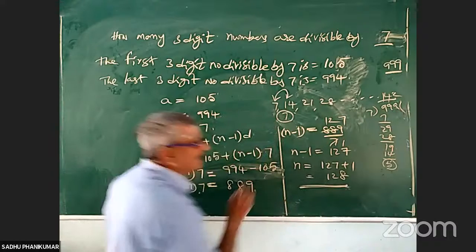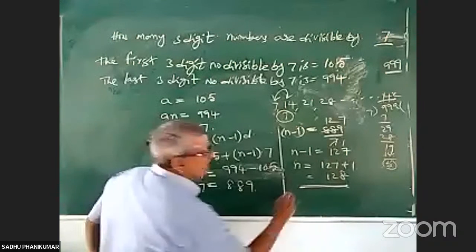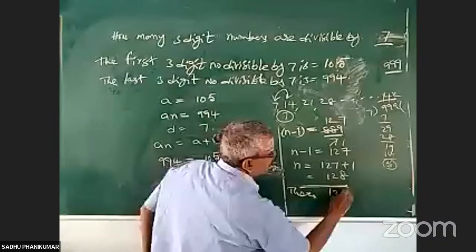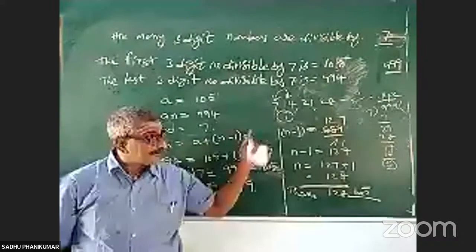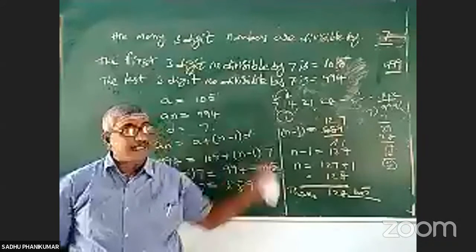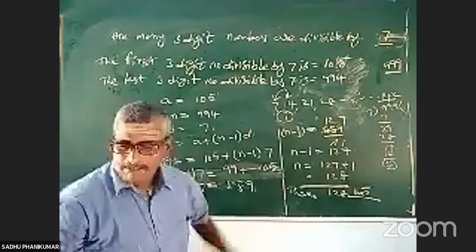That means the last term we find is the 128th term. That means there are 128 terms between these two. There are 128 multiples of 7 between the given two terms. Okay, no problem.